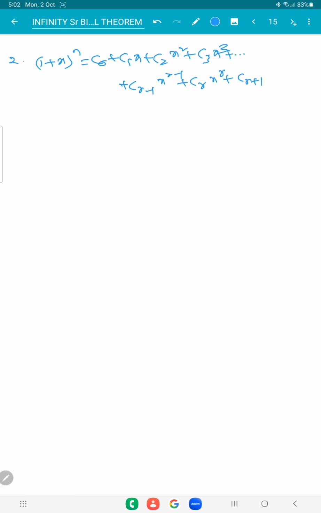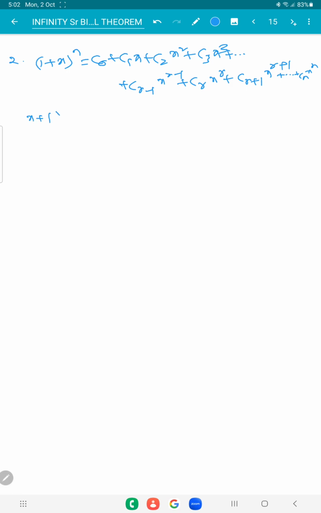Next question is, for that one we need to consider this one, 1 plus x whole power n. What is the expansion of this one? c0 plus c1 x plus c2 x square plus c3 x cube plus and so on plus cr x power r, or else we can consider the previous term as cr minus 1 x power r minus 1 plus cr x power r plus cr plus 1 x power r plus 1 plus and so on plus cn x power n.